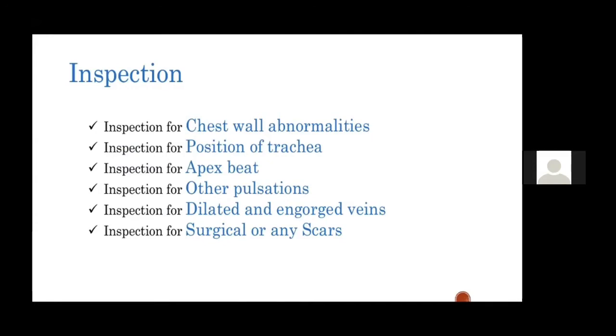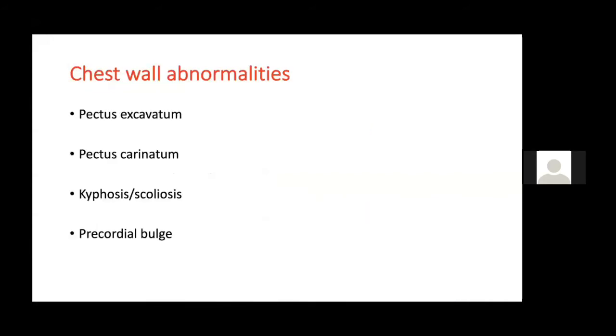Among these, the apex beat is something we will discuss along with the palpation, as most of the time the apex beat is very difficult to make out by inspection, and only at the end of palpation can we arrive at a conclusion on the apex beat. The position of the trachea is more important in the respiratory system as compared to the cardiovascular system. So the other findings on the chest include the chest wall abnormalities.